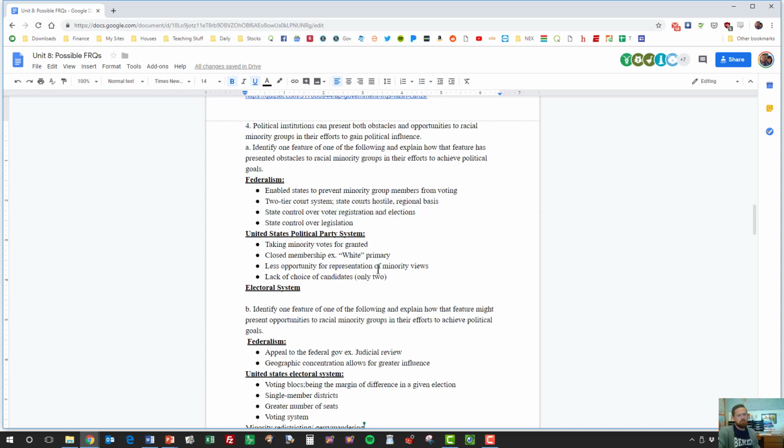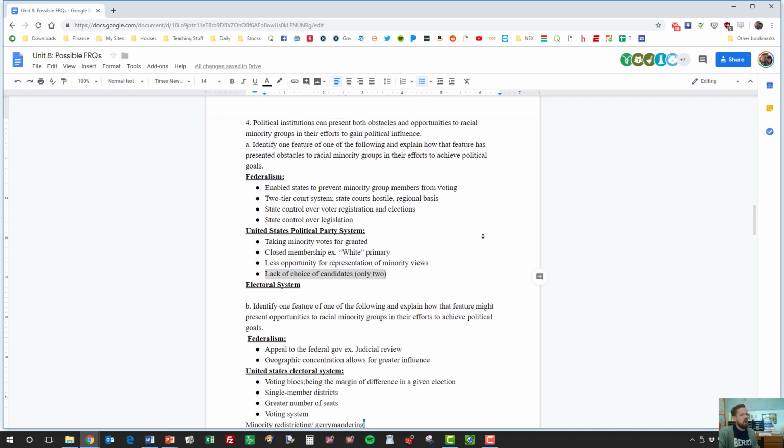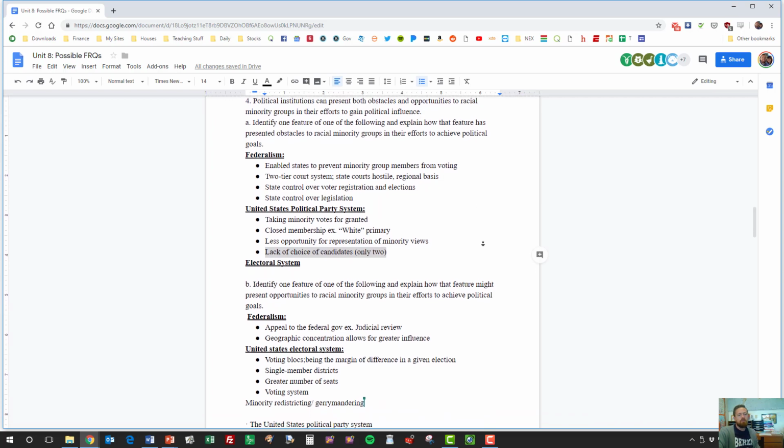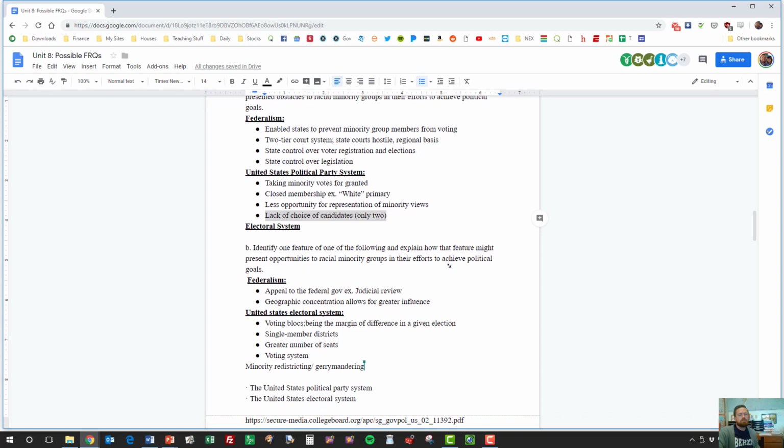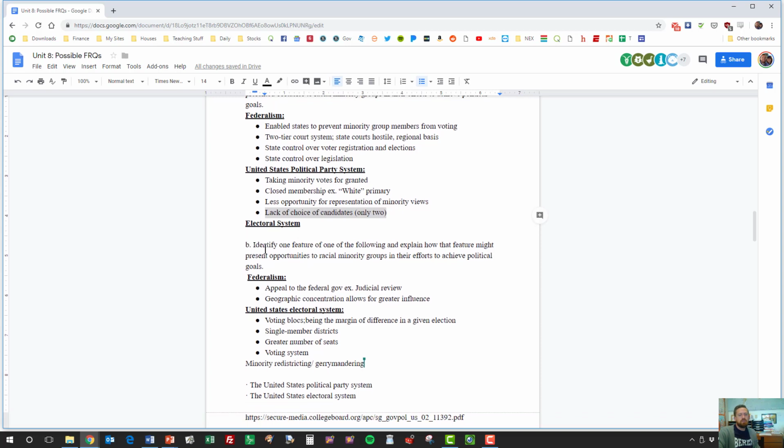And then political parties, let's see. Less opportunity. Yeah, I'm not crazy. I'm already not feeling this question too much. It's kind of odd. It's not clear enough what they want. Identify one feature of the following and how it might present opportunities. So why is it a good thing? So it's the opposite of what was just asked.